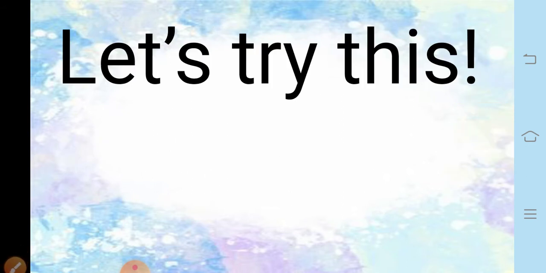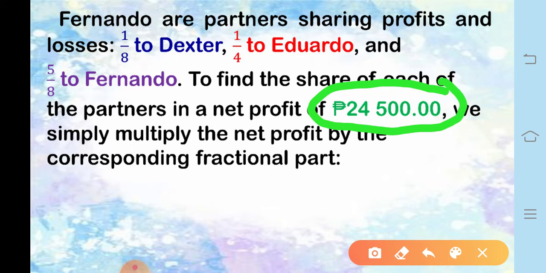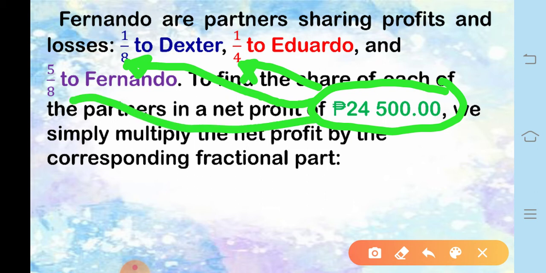Okay, let's try this. I have here an example. Fernando are partners in sharing profits and losses: 1 over 8 to Dexter, 1/4 to Eduardo, and 5 over 8 to Fernando. To find the share of each of the partners in a net profit of 24,500 pesos, we simply multiply the net profit by the corresponding fractional part. So, ayon dito, all we have to do is to multiply the profit, which is 24,500. We'll have to multiply this one into all the corresponding fractional part, which is 1 over 8, 1 over 4, and then 5 over 8.